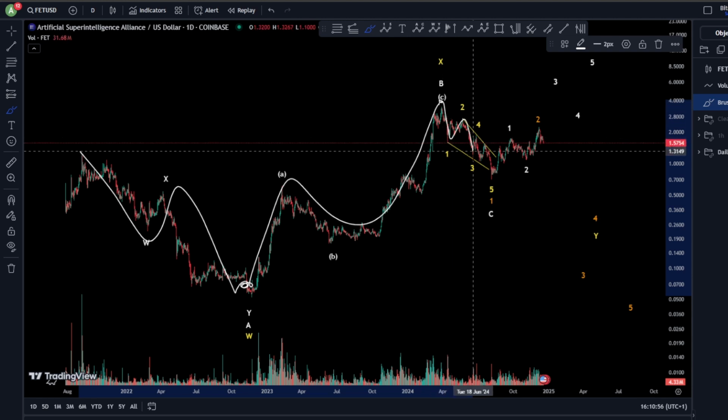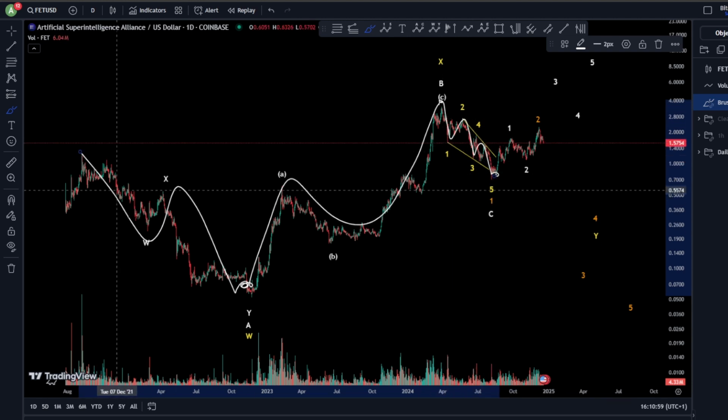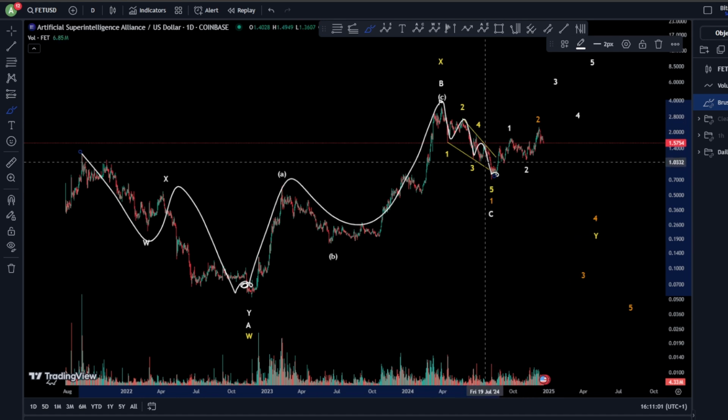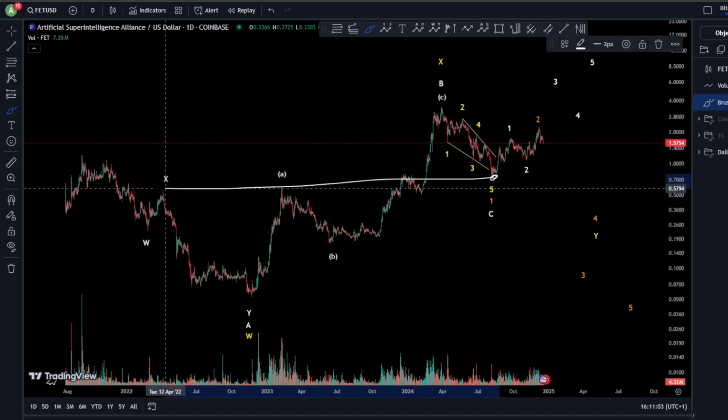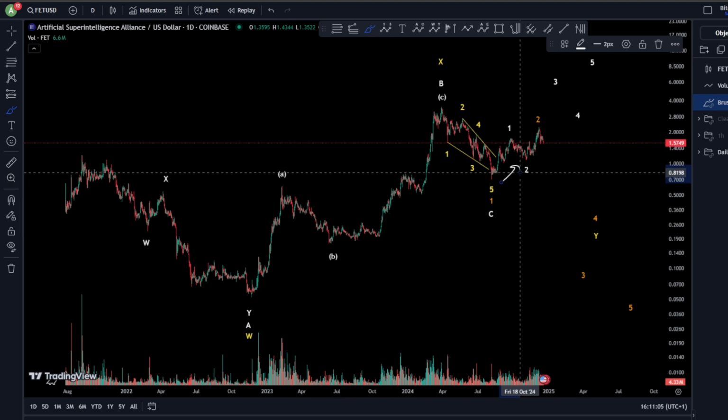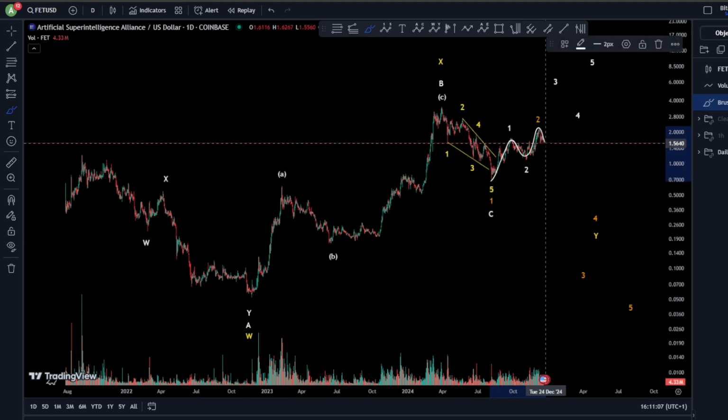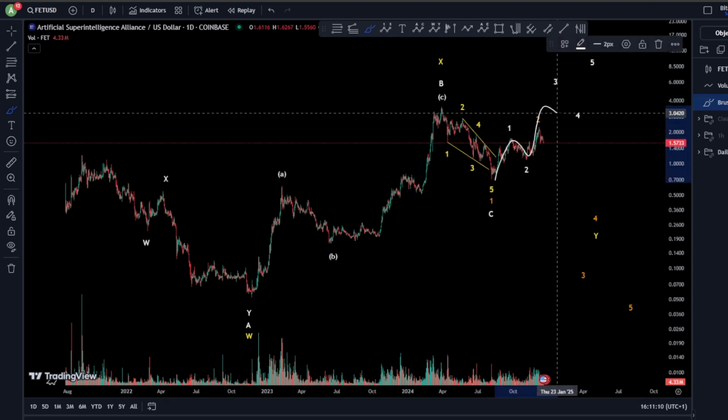and then we are looking here possibly for a short wave C. So A, B, and a C as a running flat, possibly of course where you are bullish and you want to seek for a reversal here. So you would like to see, of course, a 1, 2, 3, 4, 5.